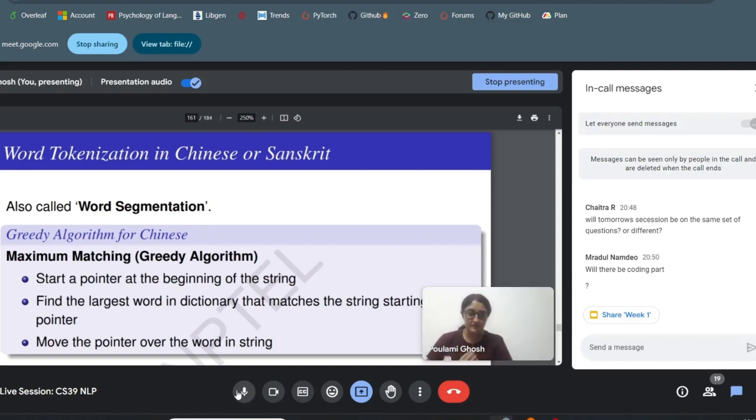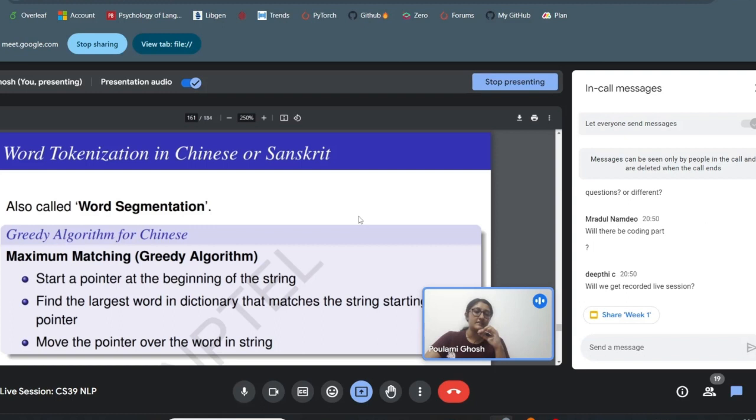Okay. So Madhul is asking, will there be any coding part? If there's any coding related to the content, then there will be. Otherwise, there will not be. I'm also not aware. As and when every week's content gets released, I'll also check, and if there is any, we can.